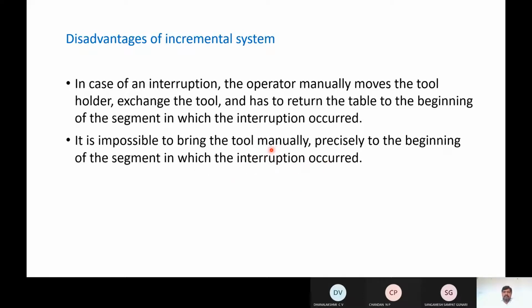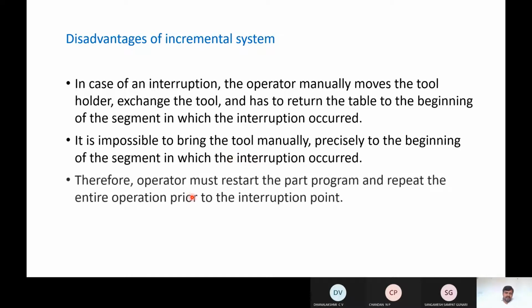If you try to bring that by manually moving, there will be some error. It may be an error of 0.001 mm. Suppose you are working on getting accuracy to that level, even then you are not able to move it within that value, so it will be a problem. Considering that, if there is an interruption, you should start executing the program from the beginning. That means there will be some unnecessary movement where material has been already removed. Therefore, the operator must restart the part program and repeat the entire operation prior to the interruption point.